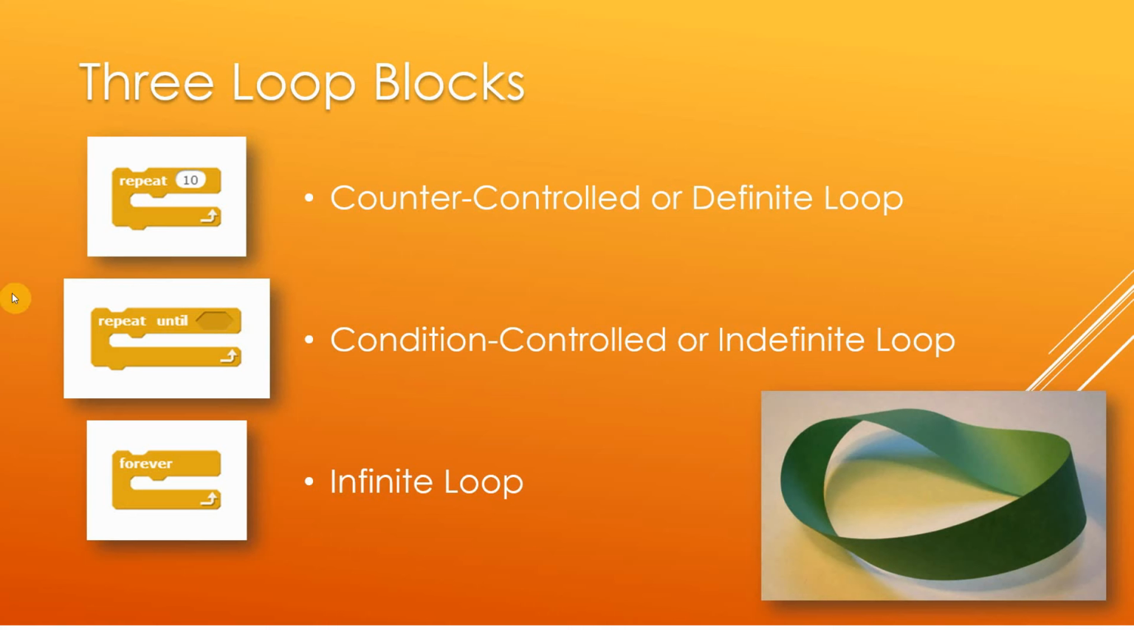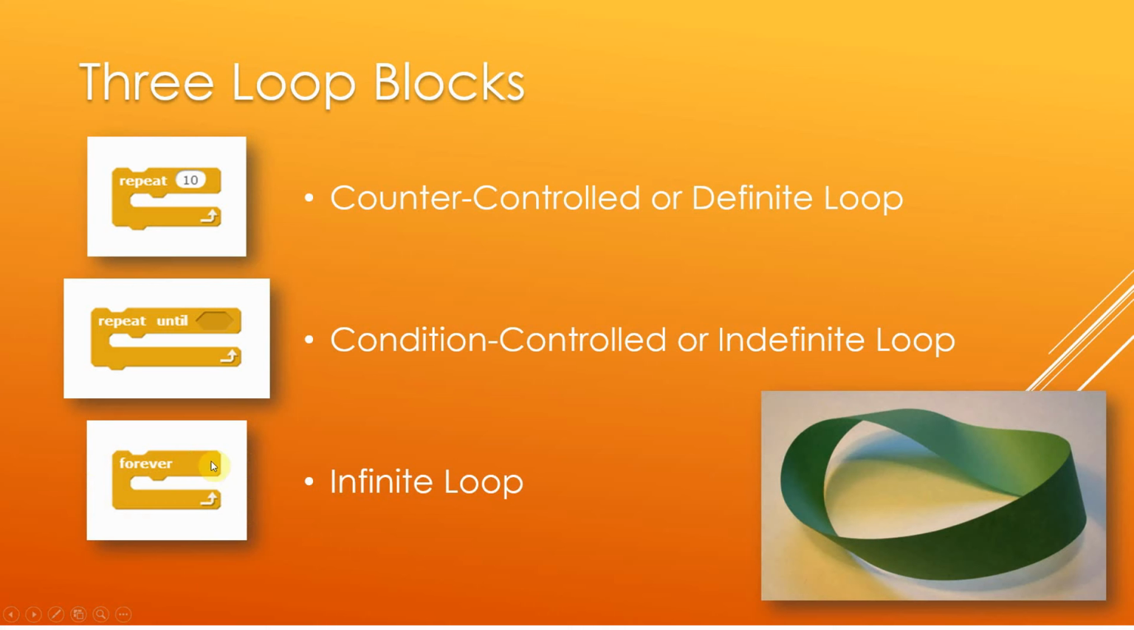So this hexagonal block here is called a condition. That is why this loop is called a conditional controlled block or an indefinite loop. It's indefinite because we don't know how many times it's going to loop, because it all depends on when the condition becomes true. Unlike a repeat count block, which is a definite loop, because we tell it from the get-go how many times to loop.